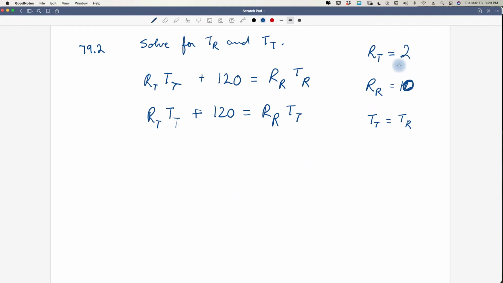All right, now we can drop in our buckets. We have r sub T, so here's a bucket, and we know that's 2 times t sub T plus 120 equals r sub R, which is 10 times t sub T. I can get rid of these parentheses. They're not doing any good because it's 2 times t sub T anyway. All right, now we can swim fish. So I'm going to take the 2 and swim it to the other side.